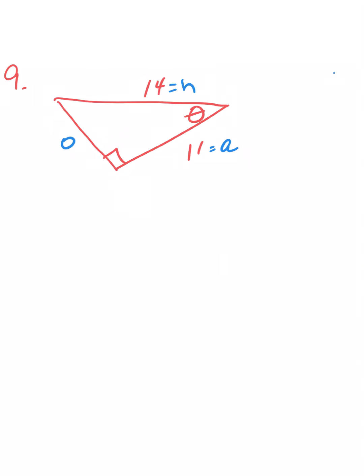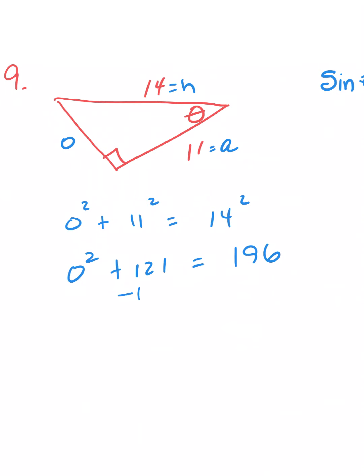And they want us to find the sine of theta, which is opposite over hypotenuse. All right, so if the 14 is the hypotenuse, then O squared plus 11 squared equals 14 squared. And 11 squared is 121. O squared plus 121 equals 196. And we subtract 121 from both sides. And we get 75. O squared equals 75.